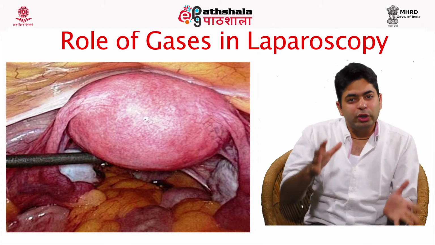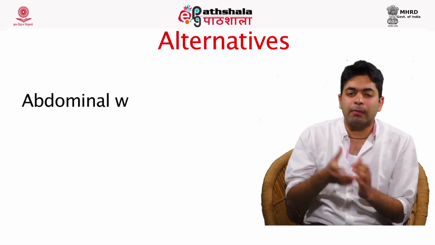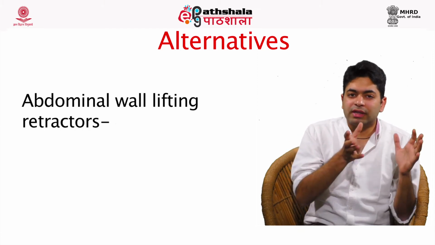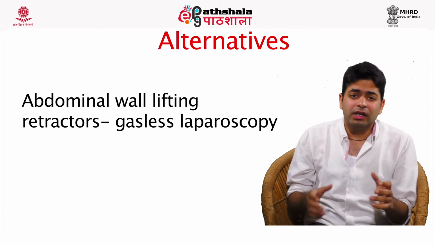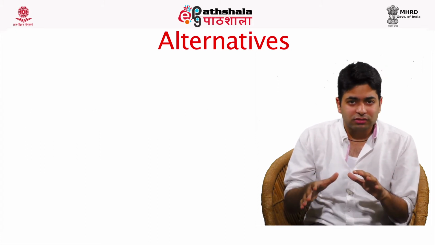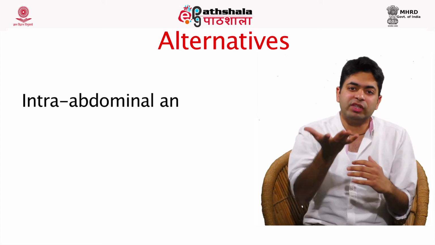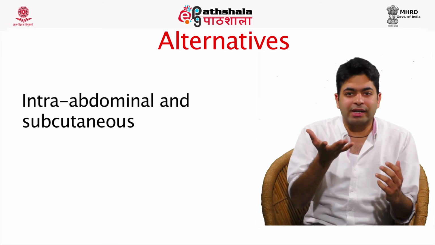Now, if we are not using gaseous insufflation of the abdominal wall or any cavity for that matter, we do have some alternatives, and the main alternatives are abdominal wall lifting devices. This does not involve gases, so it is also known as gasless laparoscopy. It comes in two parts. The first is intra-abdominal lifters, which come into the abdomen and lift the abdominal wall. The second is subcutaneous abdominal retractors.